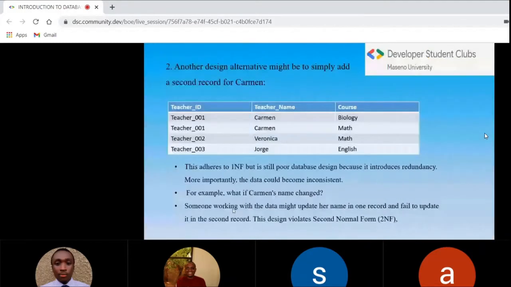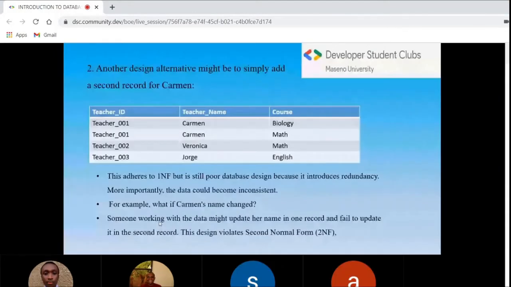So another alternative we might decide is to let Carmen have another record. So this adheres to the first normal form, that's true. But now the second normal form is violated because we can see there is redundancy, for example, in the ID. And also it is violating the first normal form of the primary key, although we can maybe have another extra column of ID.